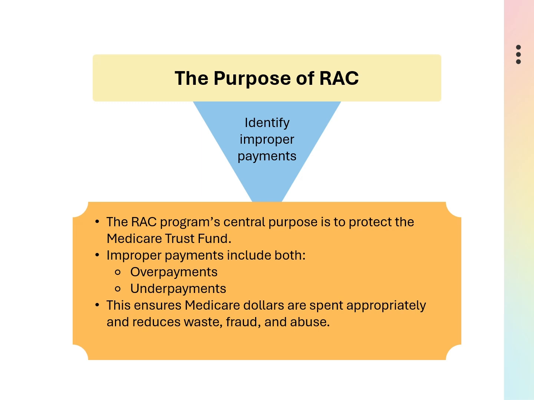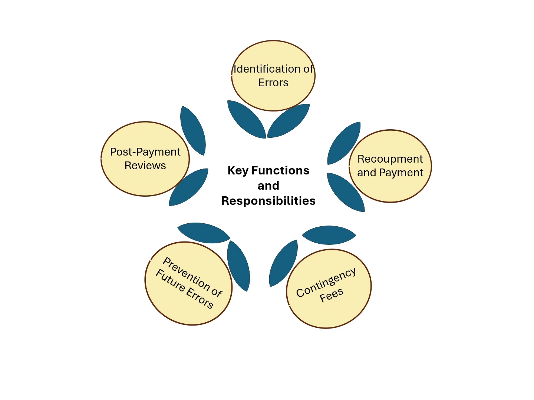Key functions and responsibilities. 1. Post-payment reviews. RAC primarily review claims after payments have been made to providers. They can look back up to 3 years from the date the claim was paid. 2. Identification of errors. RAC uses proprietary software for automated reviews to spot simple billing errors, for example duplicate payments, incorrect coding, and conduct complex medical record reviews, involving a team of medical professionals, for more nuanced issues like medical necessity documentation.